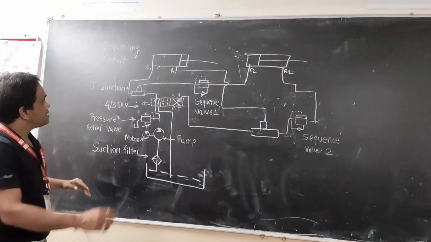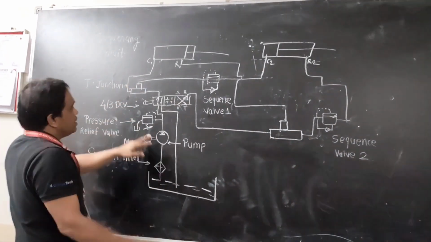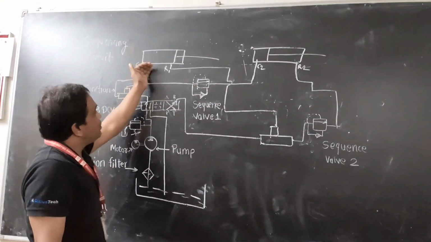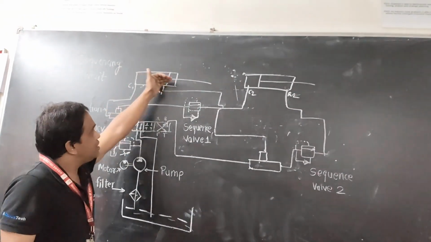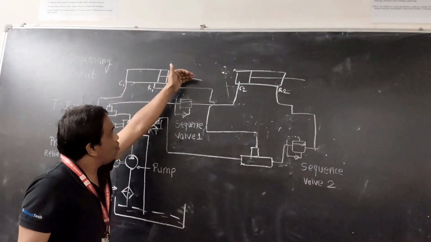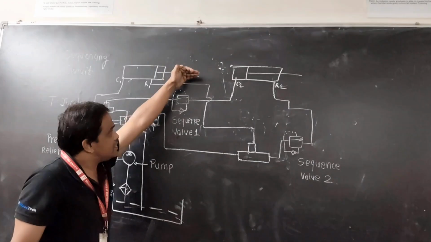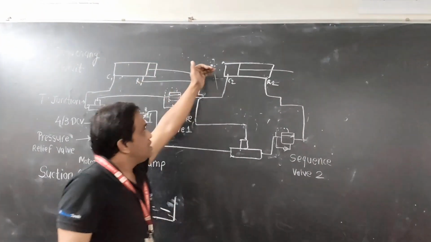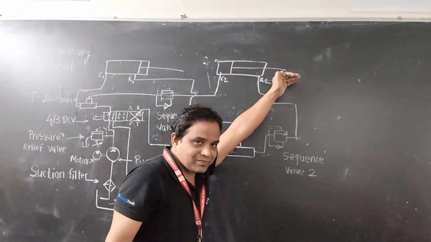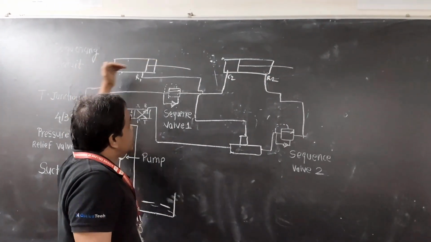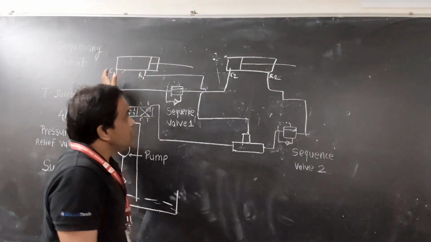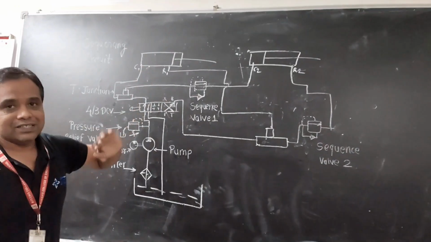What do you mean by sequence? In a sequence, suppose this cylinder will go forward first. After that, when this goes to full extension, this one will extend. Then this will retract and this will retract. So they follow a sequence. Okay?